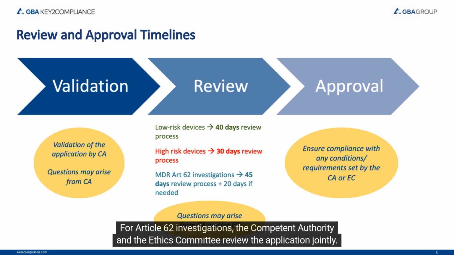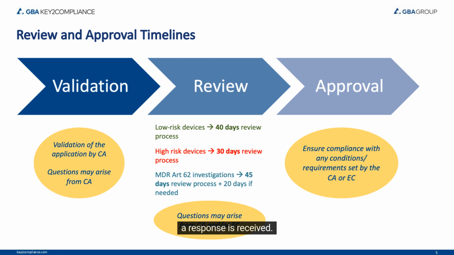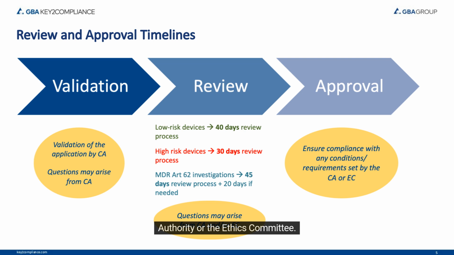For Article 62 investigations, the competent authority and the Ethics Committee review the application jointly. The timeline is 45 days, but it may be extended by 20 days depending on the complexity of the study. If the competent authority or the Ethics Committee send questions to the sponsor, the clock stops until a response is received. When your investigation is approved, make sure you follow any conditions or requirements set by the competent authority or the Ethics Committee.